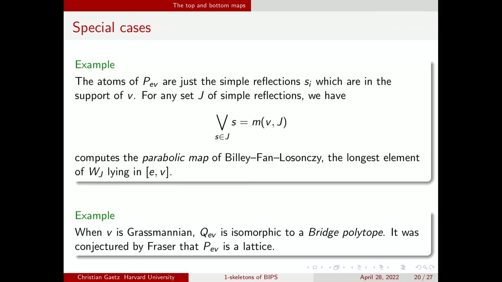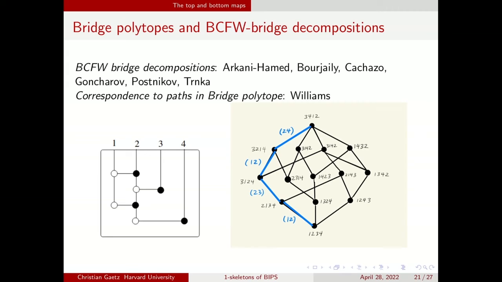To give an example again, when V is Grassmannian, and as I said before, this poset, this polytope, ends up being isomorphic to a bridge polytope. Fraser conjectured that this was a lattice, so a special case of the previous theorem confirms what he had thought. And in this case, there is a connection to plabic graphs. There's something called BCFW-bridge decomposition, which was introduced by these authors. It is a recipe for building a plabic graph for a certain cell in the corresponding Grassmannian.